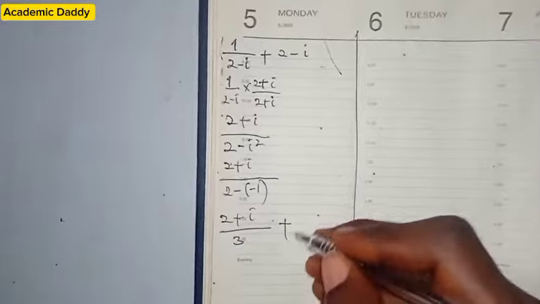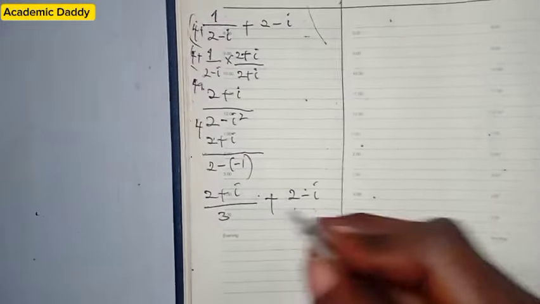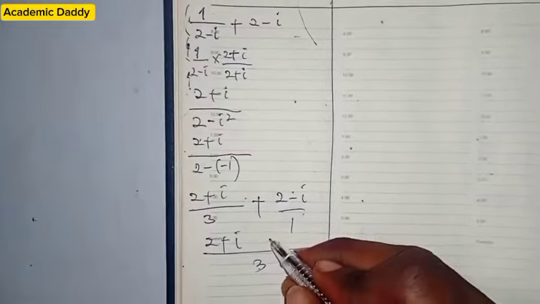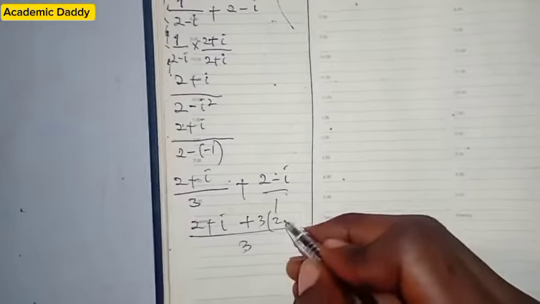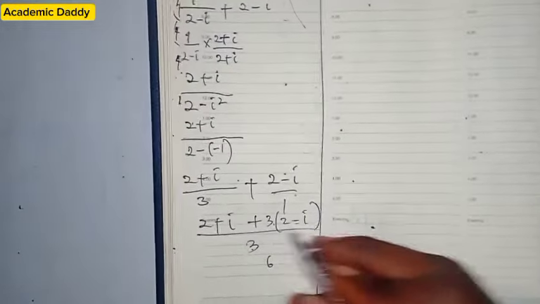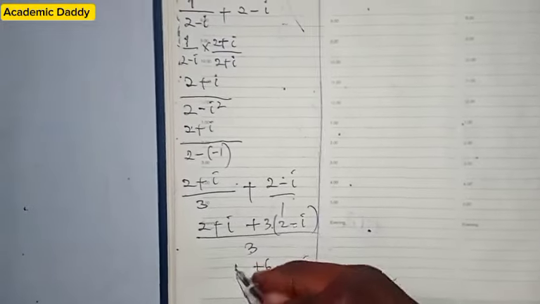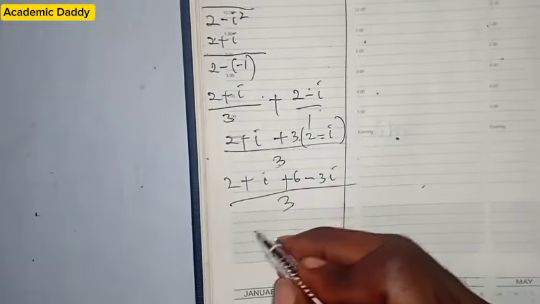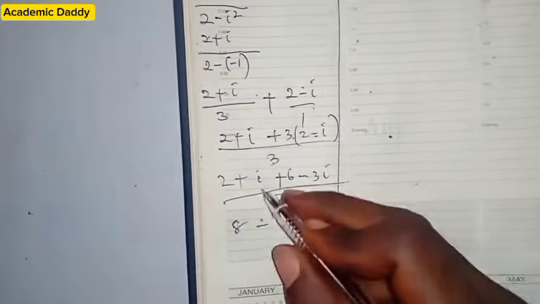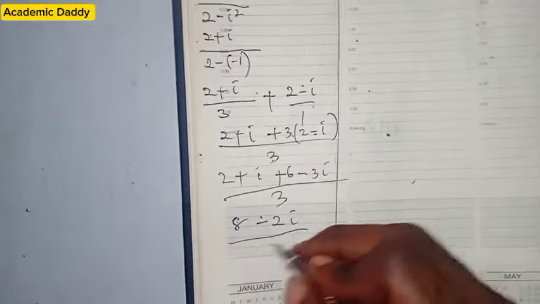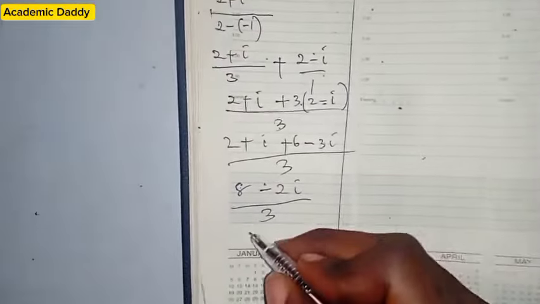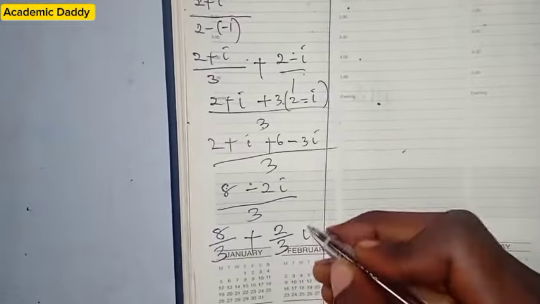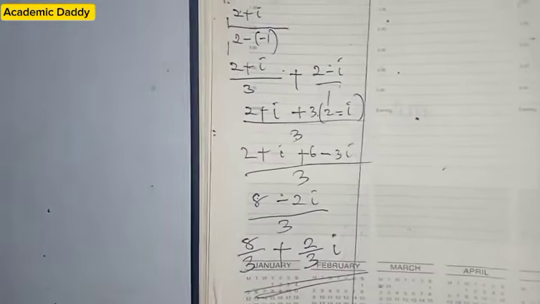So over 3, plus 2 minus i. So that is what we have. The LCM is 3 here. So just 2 plus i, then plus 3 into 2 minus i. So 3 times this is 6, 3 times this is minus 3i, plus i plus 2, all over 3. So 6 plus 2 is 8, minus 3i plus i is minus 2i, all over 3. So this is the same as saying 8 over 3 minus 2 over 3i. Yes, that's my final answer.